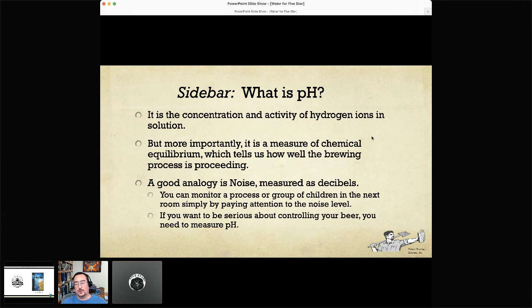Okay? A good analogy is noise. For those of you with children, you can monitor your children in the next room by listening to the general noise level. If that noise level changes, it's time to go check on them. Well, it's the same with your beer. If you monitor your pH throughout the brewing process and you see that pH change, then it's time to check your process because something has changed. Something has changed in your brew.